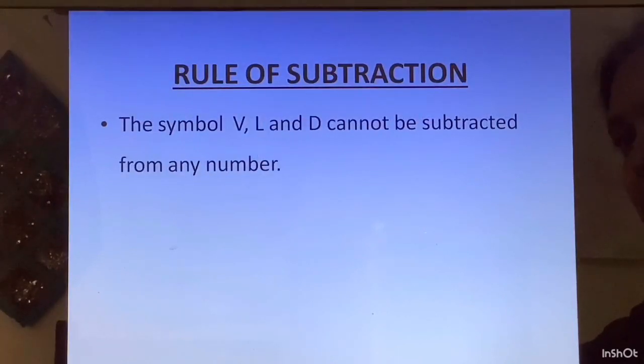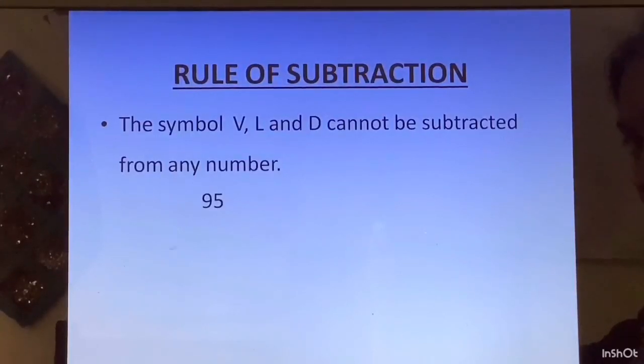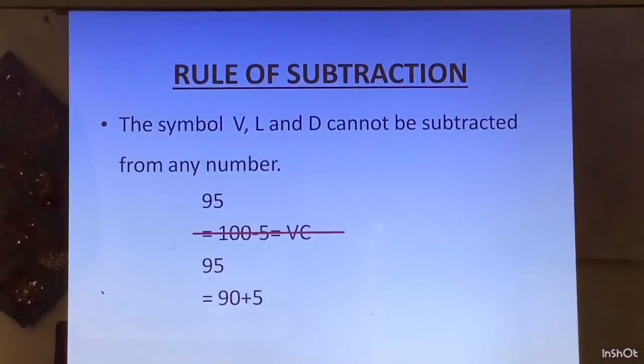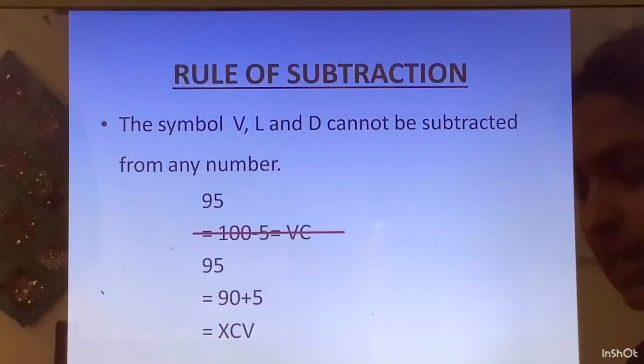The symbols V, L and D cannot be subtracted from any number. Example 95. You cannot write 95 as 100 minus 5. 100 minus 5, if we write it like this, becomes VC. It is incorrect. Instead, 95 will be written as 90 plus 5. And for 90 you will write XC, and for 5 you will write V. So the number will become XCV.